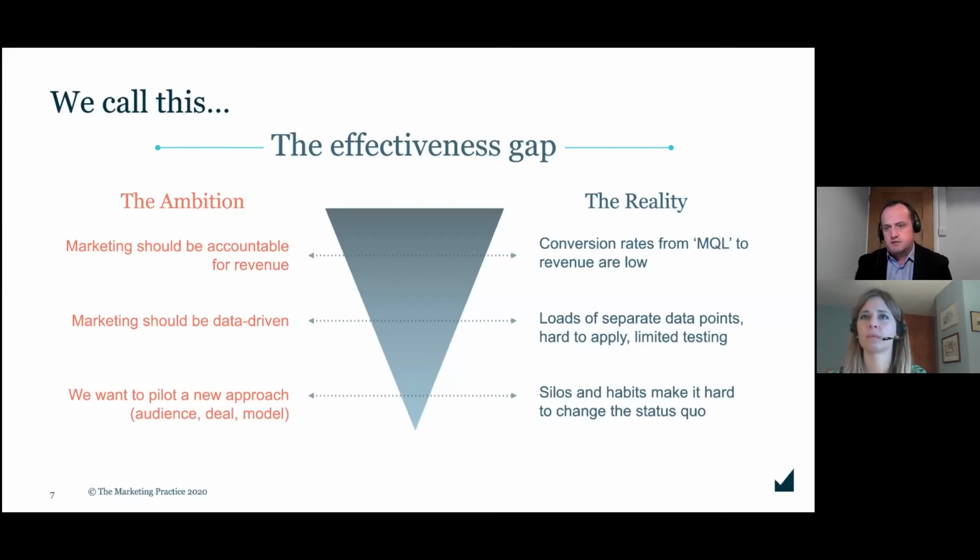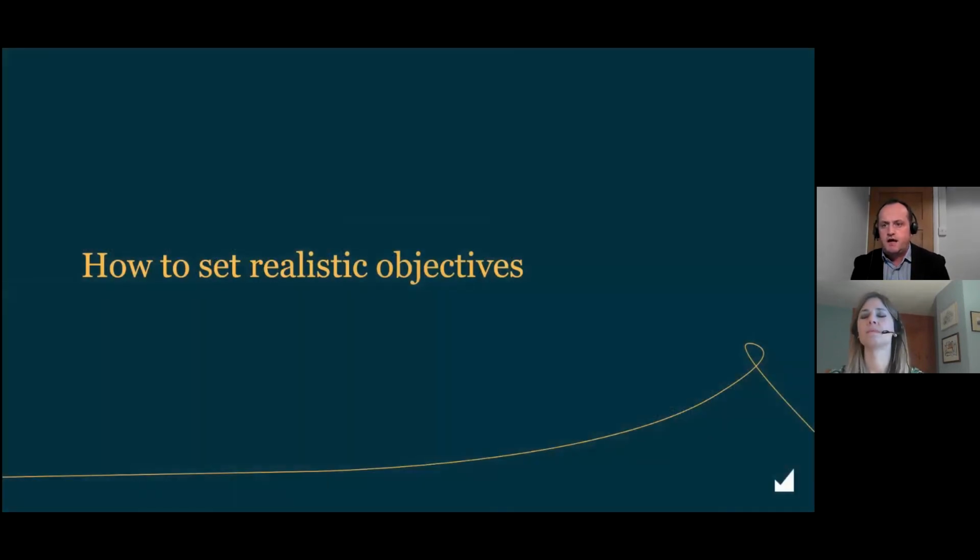And these are just three particular examples. I'm sure all of you on this call today, within the context of your own organizations, will have effectiveness gap examples based on your specific organizations. So now we're going to go into how we set some realistic objectives and try and give you some framework tools that will help us to communicate that.